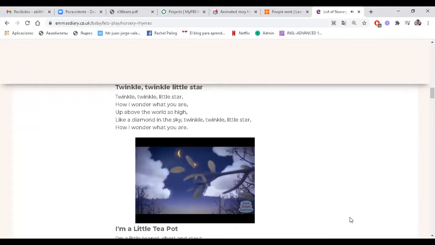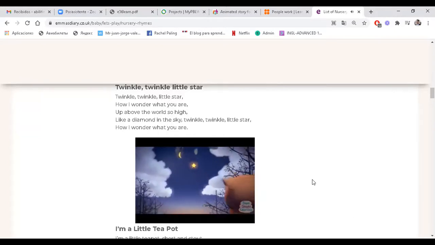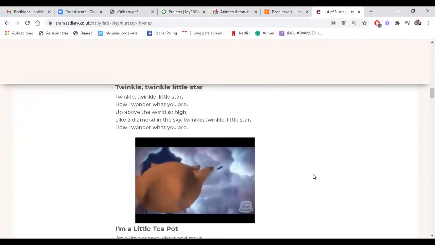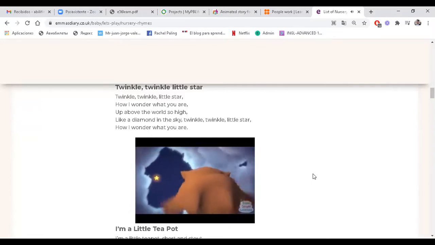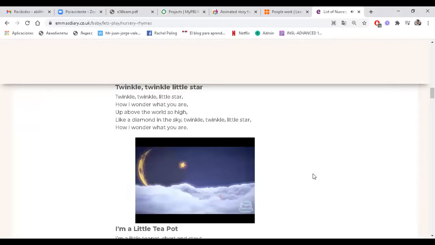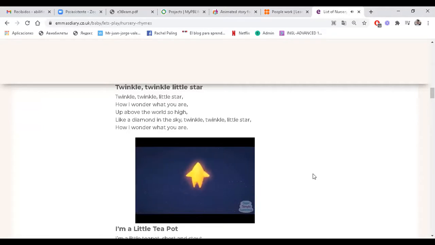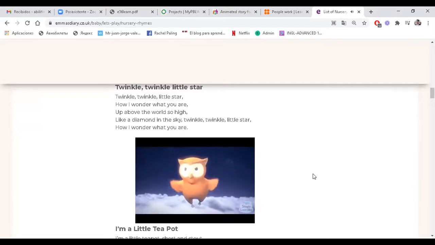Twinkle, twinkle, little star, how I wonder what you are. Up above the world so high, like a diamond in the sky. Twinkle, twinkle, little star, how I wonder what you are.